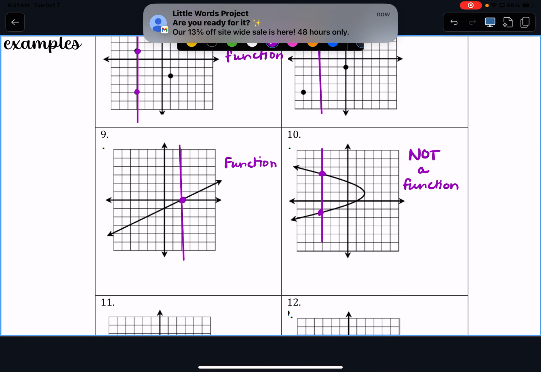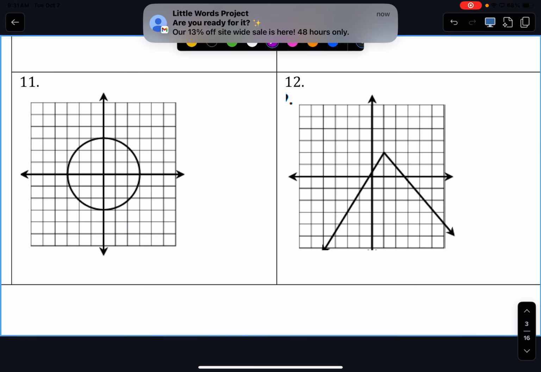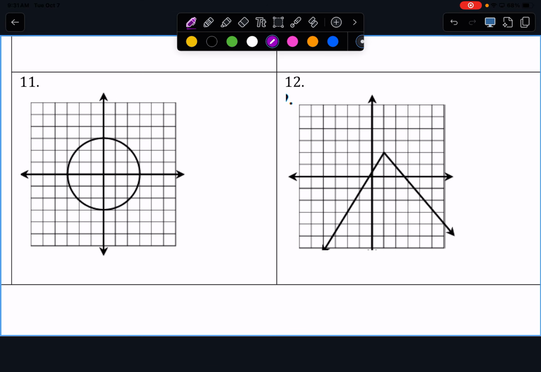All right, do 11 and 12 for me real quick. Well, good. So just sit there quietly for just a second. 11.